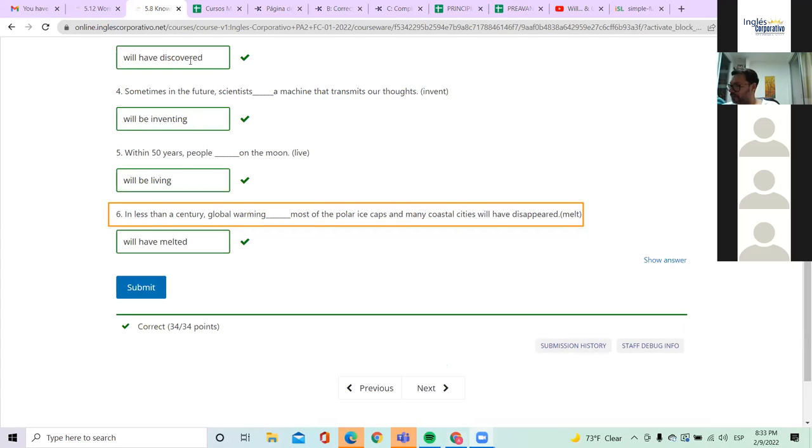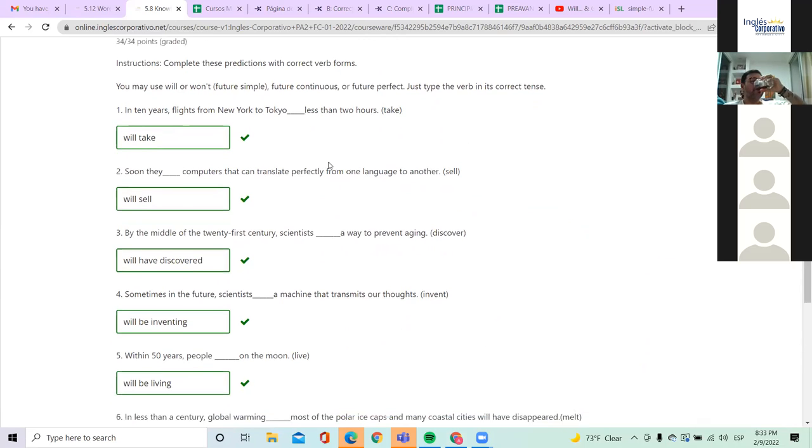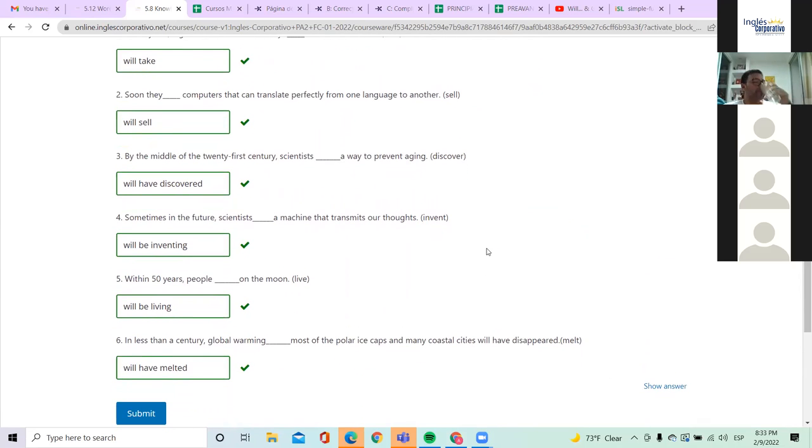So let's check. And you are right. So yes, these are the correct answers for these situations. Does anyone have any questions with this exercise? ¿Alguien que tenga alguna pregunta? Any observation, question, comment? For me, all good.